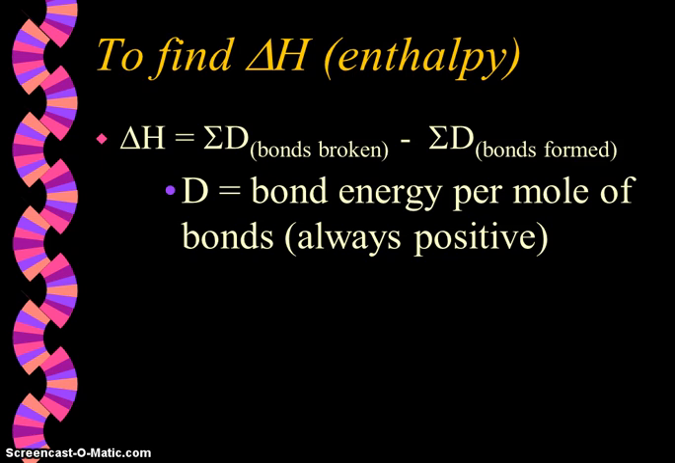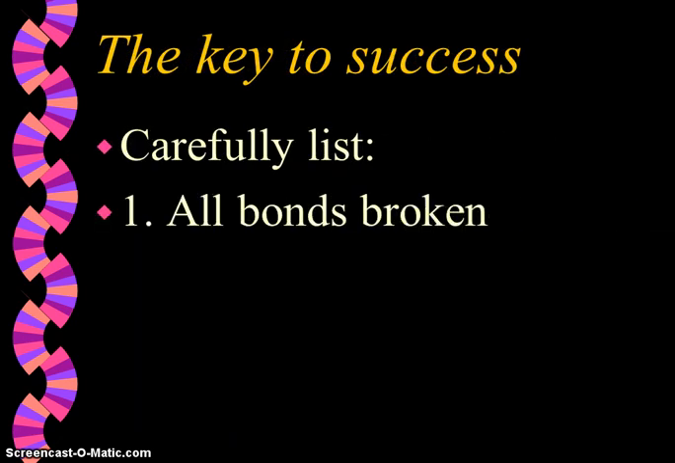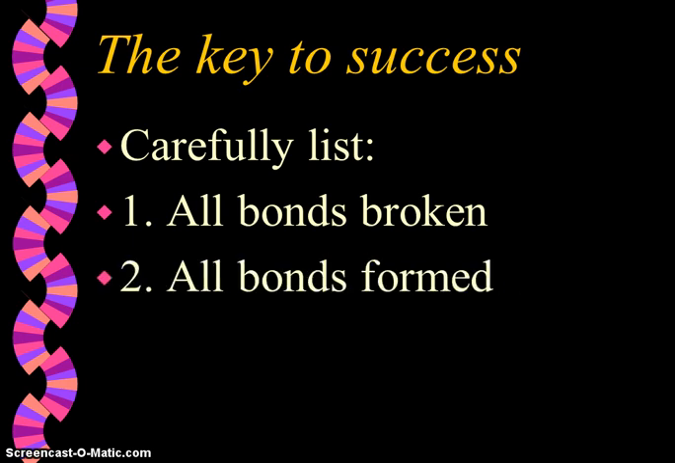So the enthalpy change for a particular reaction is the sum of the reactants minus the sum of the products, or the sum of the bond energies for the bonds that are broken minus the sum of the bond energies for the bonds that are formed. The keys to success: the first thing we have to do is figure out all of the bonds that are broken, and then we have to figure out all of the bonds that are formed.